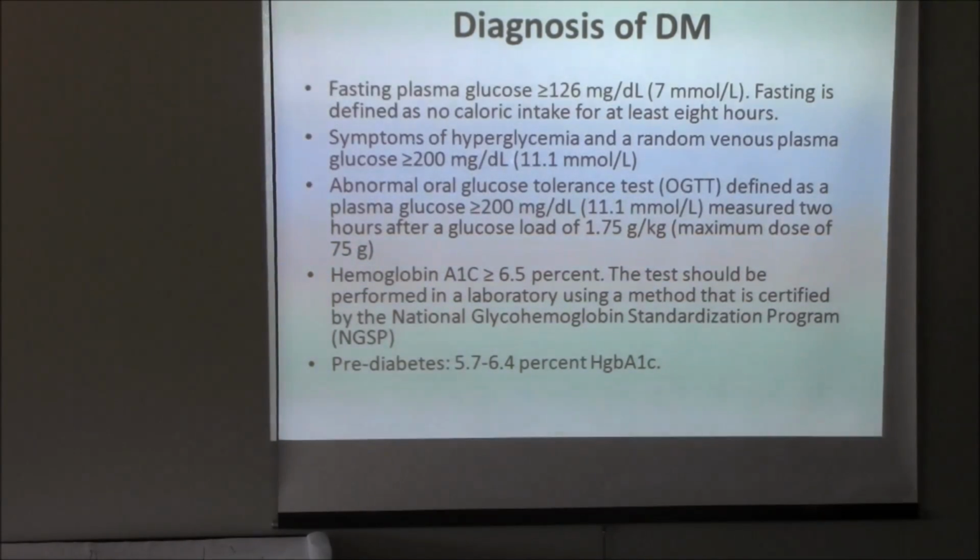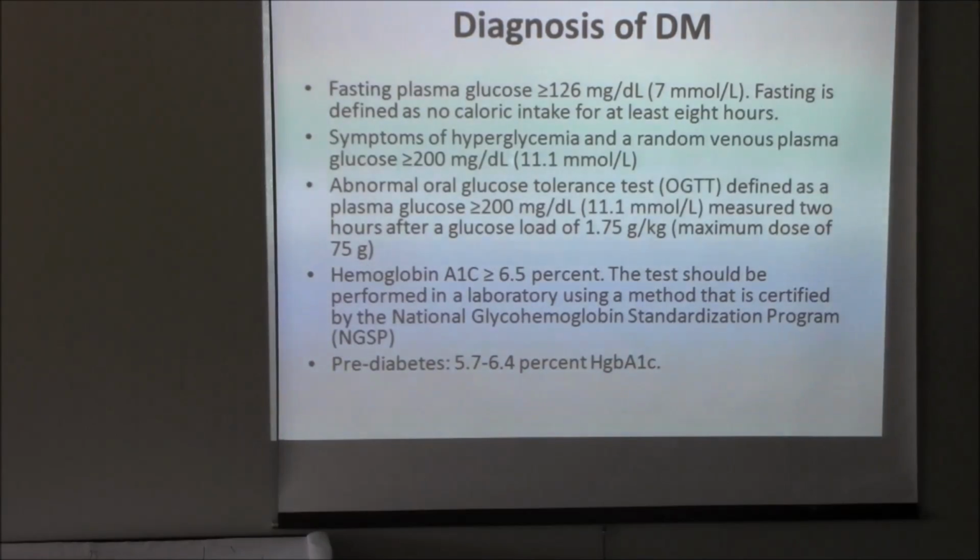Diagnosis, in a nutshell, we don't do the oral glucose tolerance test much anymore. We usually do a couple fasting morning blood sugars first thing in the morning. If it's greater than 126, then that's a diagnosis of diabetes. If it's 200 and someone's having those symptoms we talked about, where they're urinating a lot or thirsty a lot, that's a diagnosis. Or if their hemoglobin A1C is greater than 6.5.